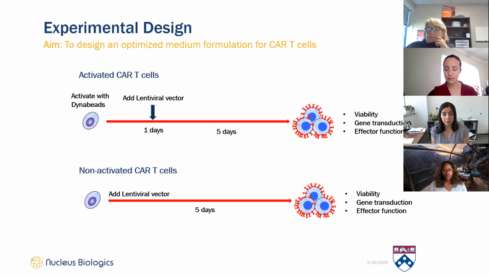And the second process is my personal approach that I developed at Penn, and it's the use of non-activated CAR T cells. So in this way, we actually do not activate the T cells. We keep the T cells quiescent. We just get the T cells, and then we add lentivirus vector. And then after a couple of days, we can check their gene transduction and then check their functional properties. Next slide, please.